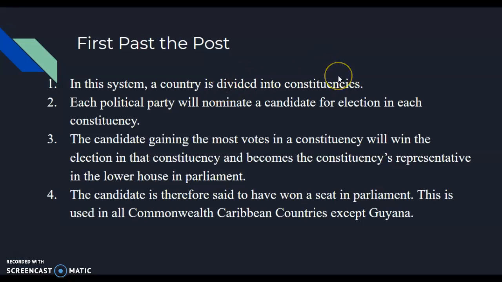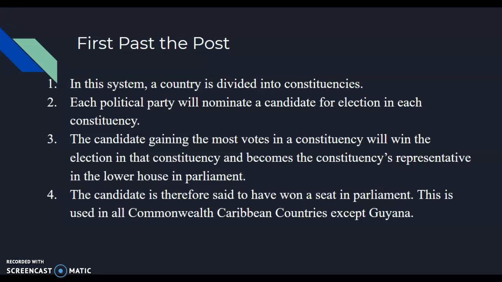Let us look at point 3. So the country is divided, and a party nominates a candidate for each constituency. Now it's time to vote. The candidate that gets the most votes in a constituency will win the election in that constituency and become the constituency's representative in the lower house in parliament.